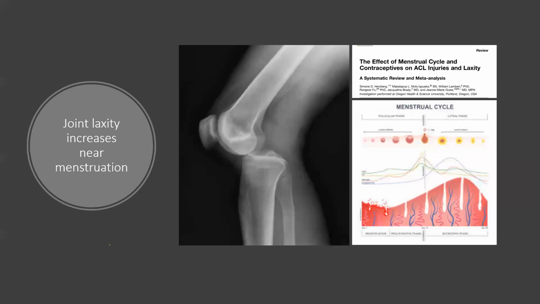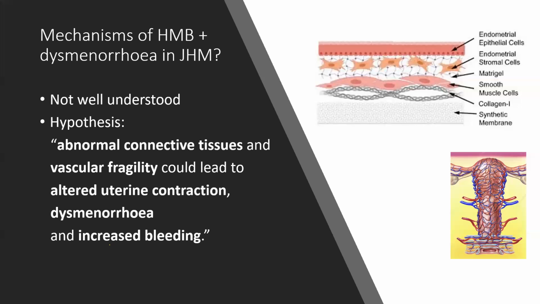Now, this is something else to just bear in mind. We know that joint laxity increases near menstruation, and this is under the influence of hormones. And ladies in the audience may have noticed that they are more prone to injury or stiffness during a certain time of the month. And there was a systematic review which showed that anterior cruciate ligament injuries were much more likely to occur at the time of menstruation. So this is really just something to warn a patient about.